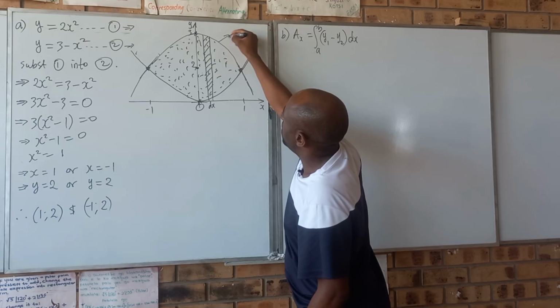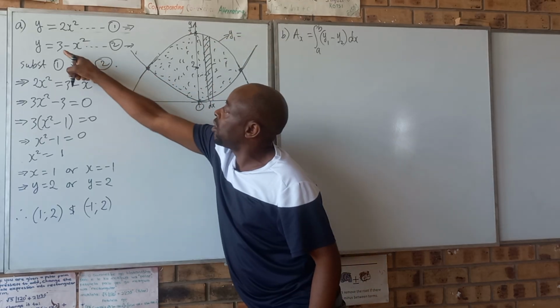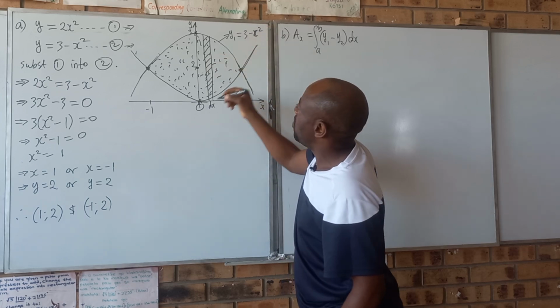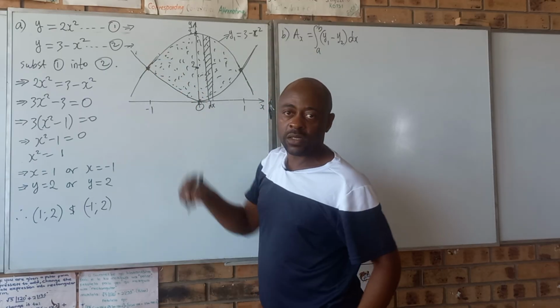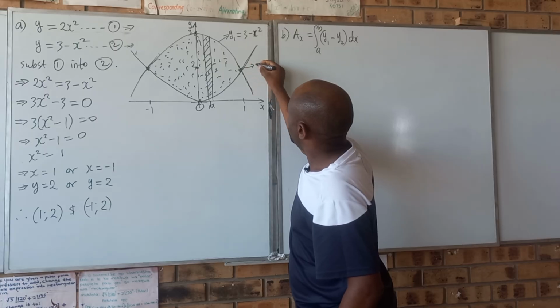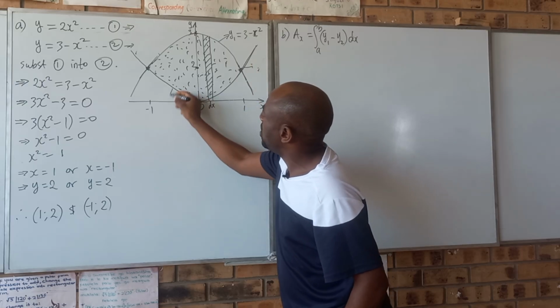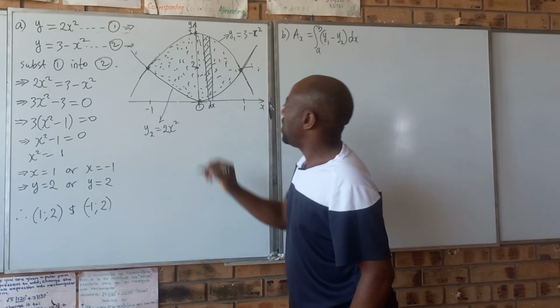So my y1 is the graph that passes at 3. It is the second graph, so that is 3 minus x squared. My y2 is the graph that passes below the strip, and that is the first graph. So my y2 is this one, so that is y2 equal to 2x squared. Let me label it maybe this side. So my y2 is equal to 2x squared.